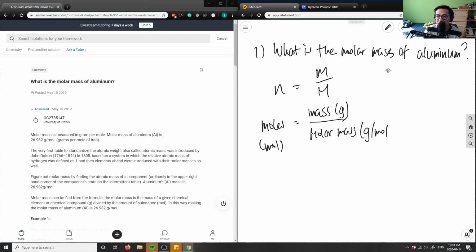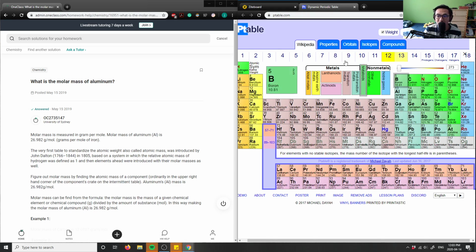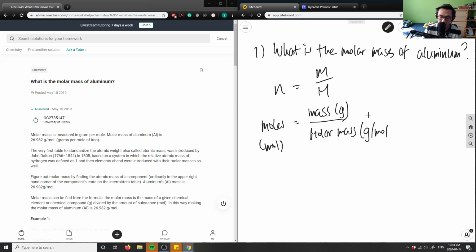Because it's asking simply what is the molar mass of aluminum, and we can look at our periodic table and answer this question. Molar mass is basically the atomic mass of our element. Aluminum here says 26.982, so that's our answer. Our molar mass, big M with subscript Al, of aluminum equals 26.982 grams per mole.